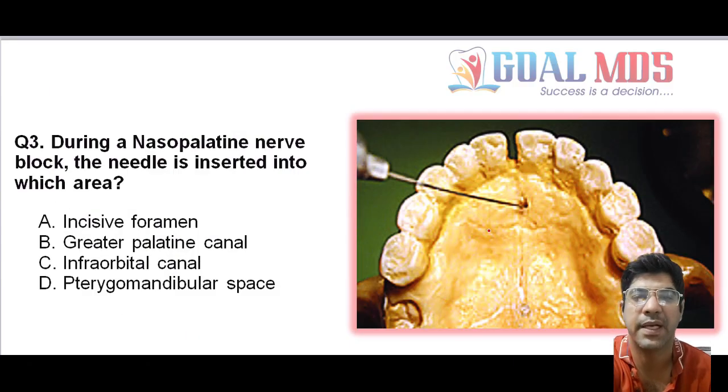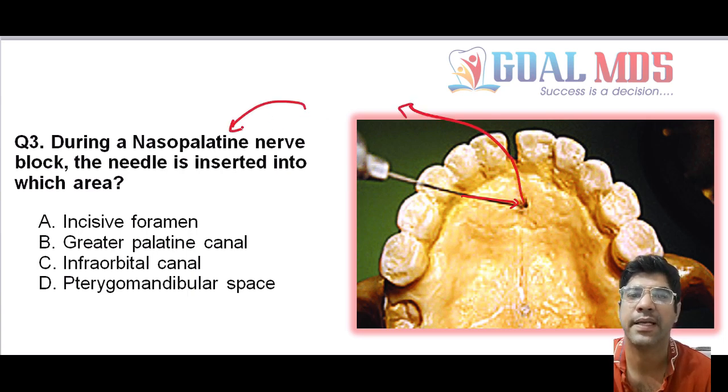During a nasopalatine nerve block, the needle is inserted into which area? Well, during a nasopalatine nerve block, the needle is inserted near the incisive foramen. The block is performed by injecting the anesthetic solution near the incisive foramen to anesthetize the nasopalatine nerve, which provides sensation to the anterior part of the hard palate.